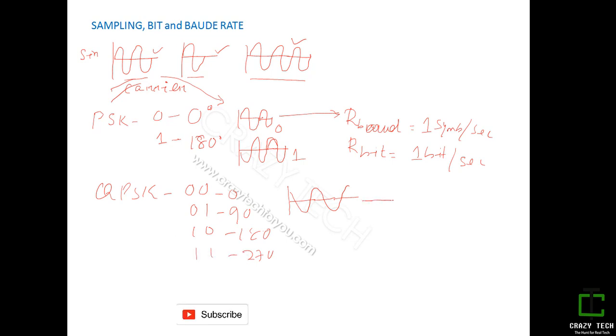So mind it, this is one symbol, so my baud rate is 1 symbol per second. But in one symbol I am sending here 2 bits, so our bit rate is equal to 2 bits per second.